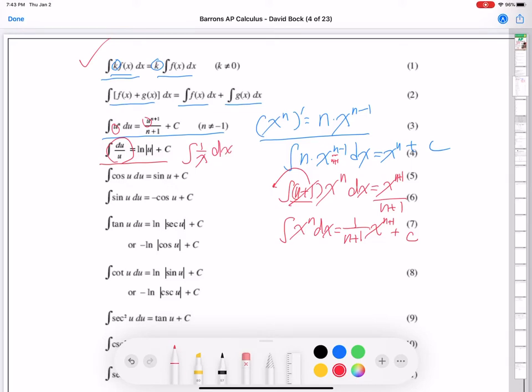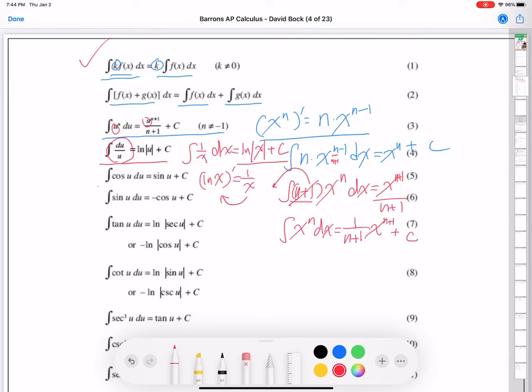Okay, do you remember that? ln x prime, that was 1 over x, right? So the backward of the derivative is integral. That's why integral of 1 over x equals ln x plus c. But in ln, these numbers should always be positive, right? Cannot be a negative number. So put the absolute value on that x. So integral 1 over x dx is equal to ln absolute value x plus c. That's the final formula.